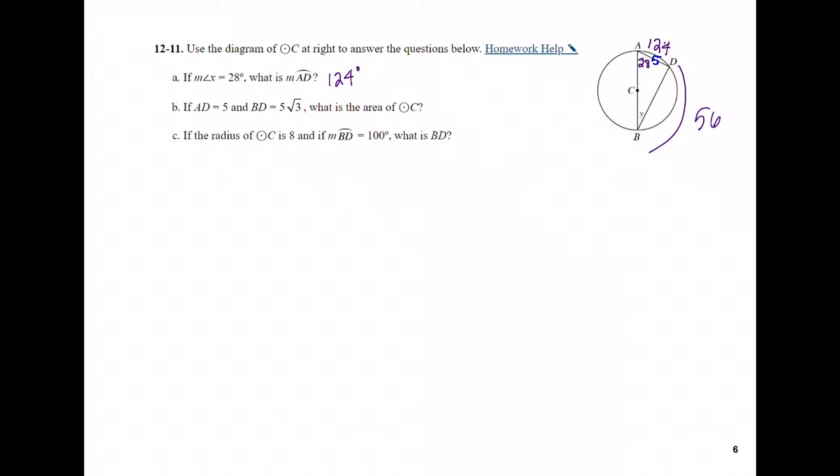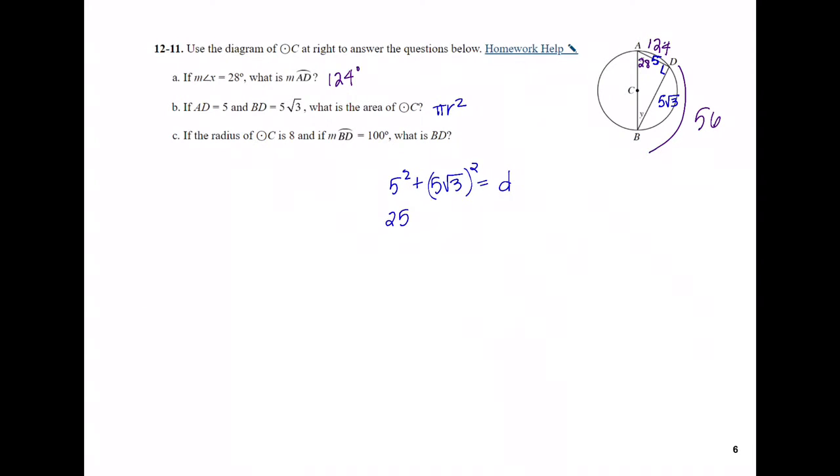If AD is a length of 5 and BD is 5 square roots of 3, what is the area of the circle C? So we need to find the diameter in order to do pi r squared. So we are working with a right triangle, so 5 squared plus 5 roots of 3 squared is equal to our diameter squared.